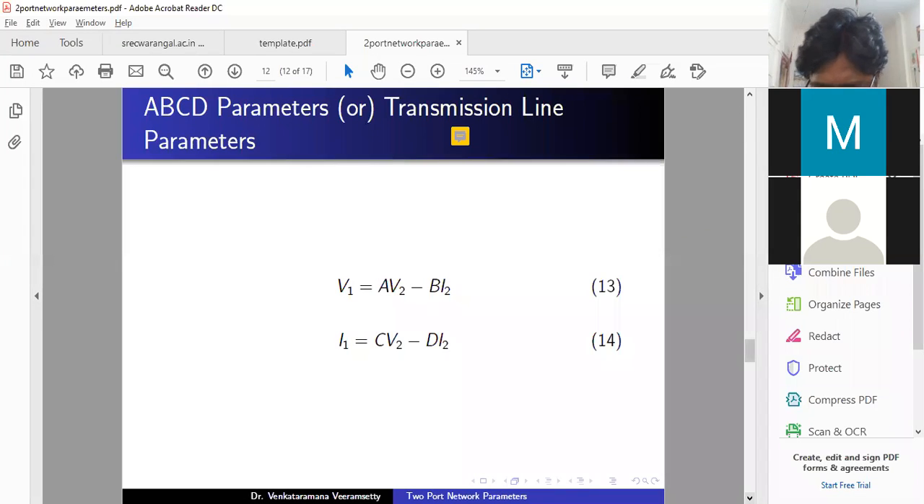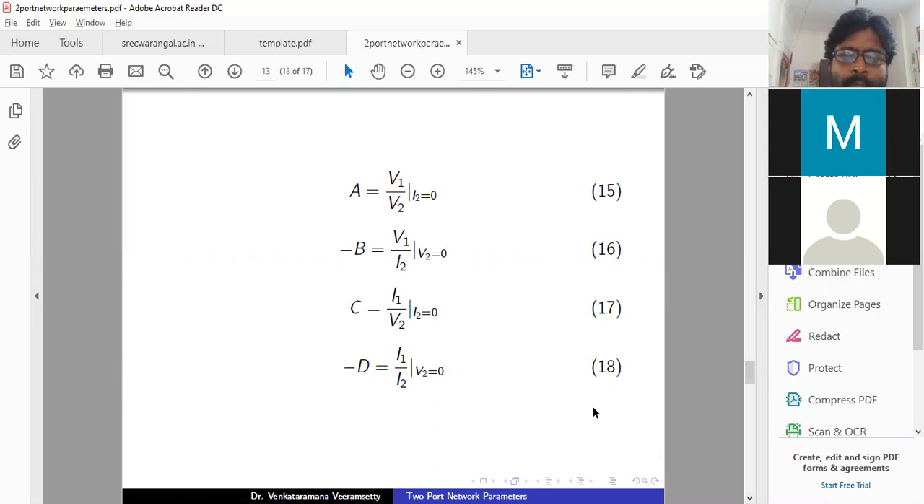I move to the next slide. What we discussed till now is available in all the equations. A equal to V1 by V2 at I2 equal to 0, that means open the second port. B equal to minus V1 by I2 at V2 equal to 0, that means the second port is short circuited. C equal to I1 by V2 at I2 equal to 0, means the second port is open. And D equal to minus I1 by I2 at V2 equal to 0, means the second port is short circuited.